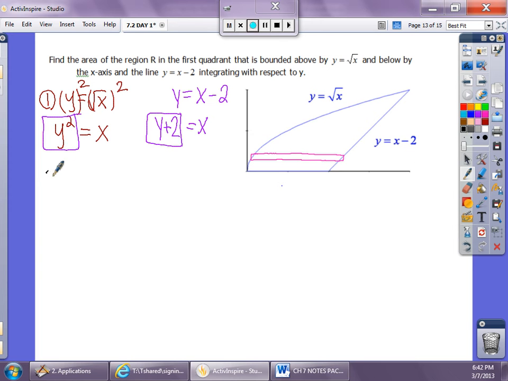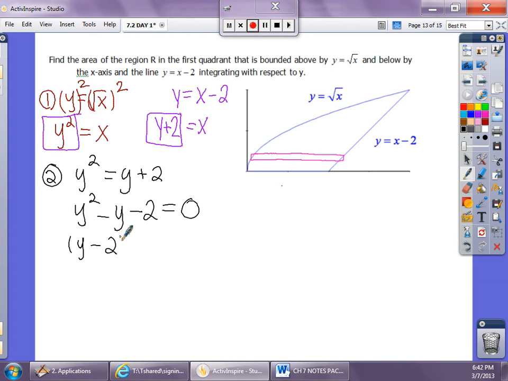Step 2 would be setting them equal to each other to find my intersections. Now in this case, this will look somewhat similar. Okay? And we're going to factor, and we get that y is equal to 2 and negative 1.